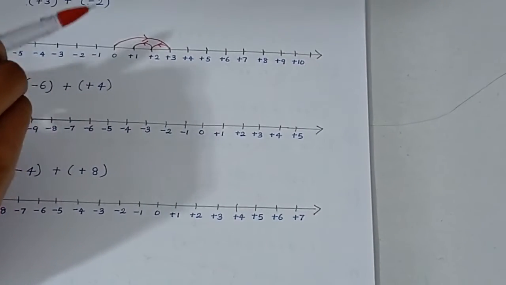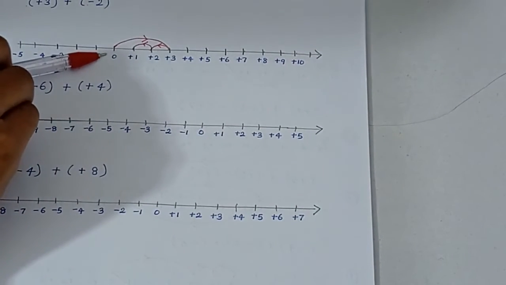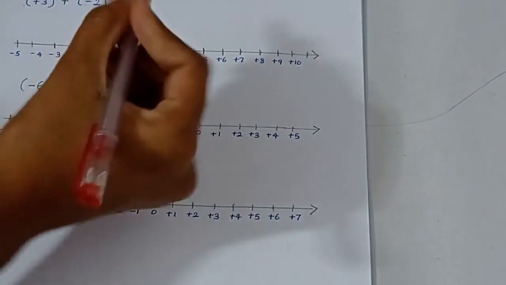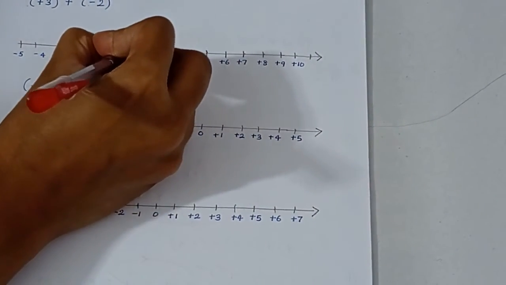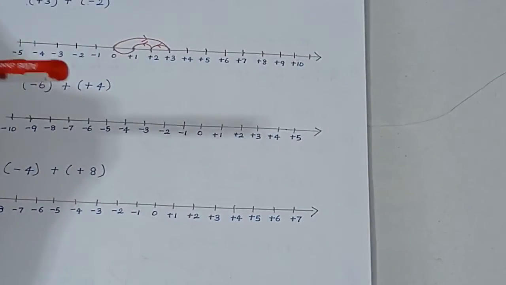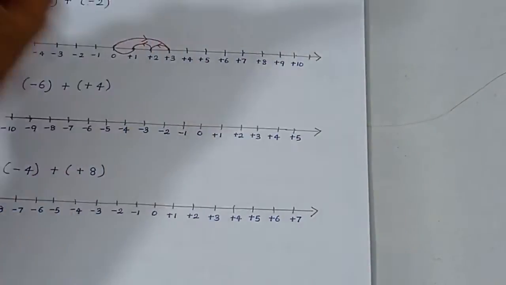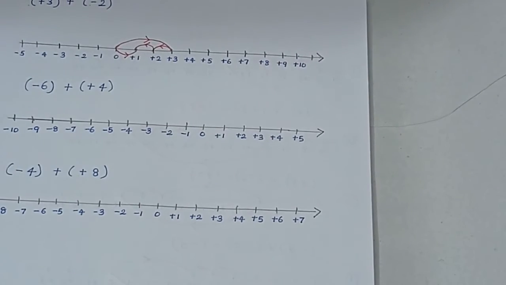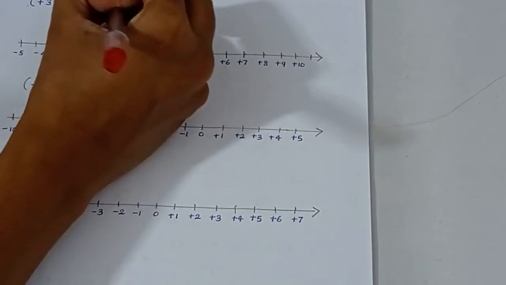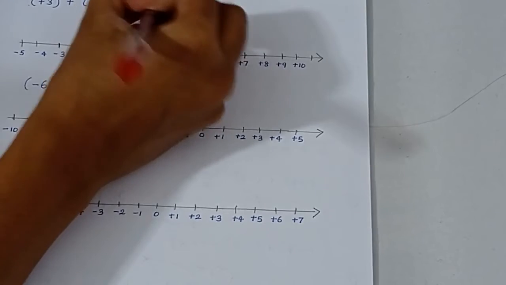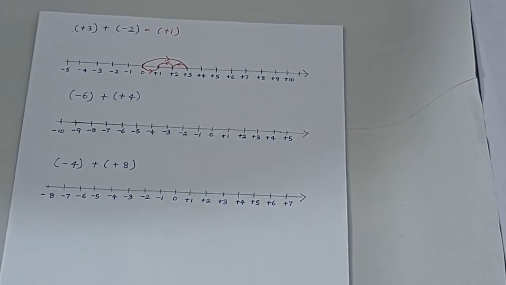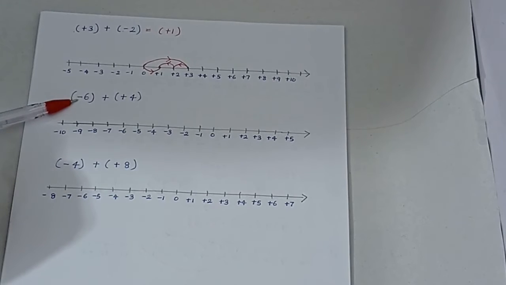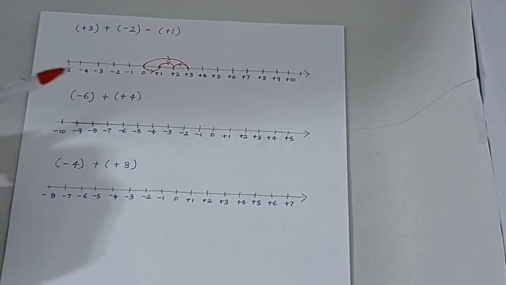Now we have started our journey from 0. Now we are at positive 1. Then 0 to positive 1. 0 is here, positive 1 is here. So the arrow is towards your right hand side like this. Then the answer is positive 1. Now let's see the second example. Negative 6 plus positive 4.